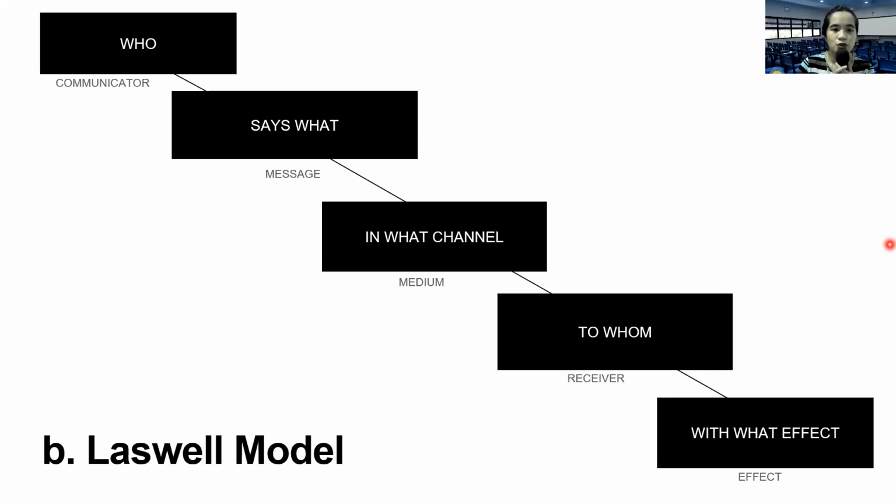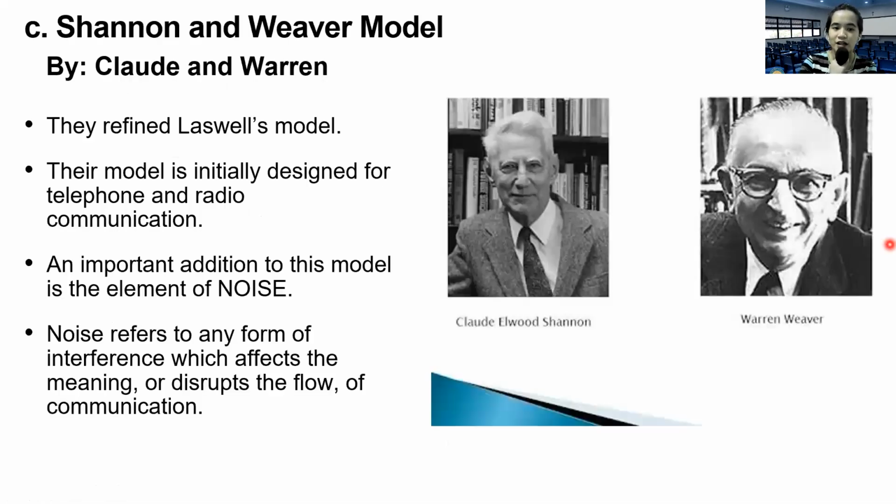Unlike now. So here's the model of Lasswell. You have the format, since it's still linear, so it's one way. You have the who, the communicator, then says what is the message, in what channel is the medium, to whom is the receiver, and with what effect is, of course, the effect. So this is the Lasswell model, still one way. Then we have the third model under linear, the Shannon and Weaver model. So Claude Shannon and Warren Weaver.